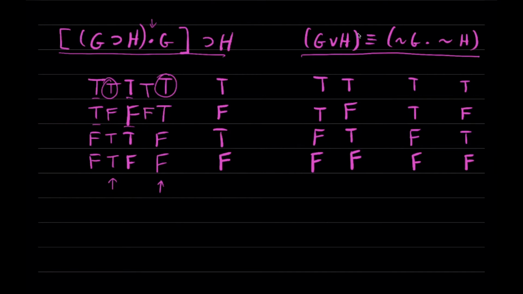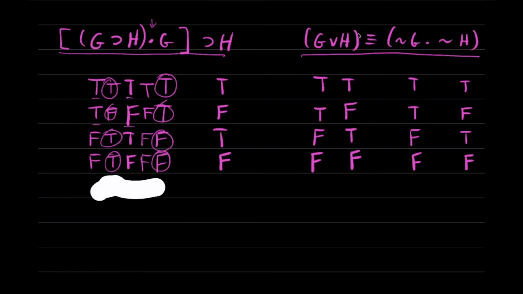In the next row, we've got something false and something true. That's going to be false. In the next row, we've got something true and something false. That's going to give us false. And in the last row, we've got something true and something false, and that's going to give us false. So I'm going to erase these little arrows.